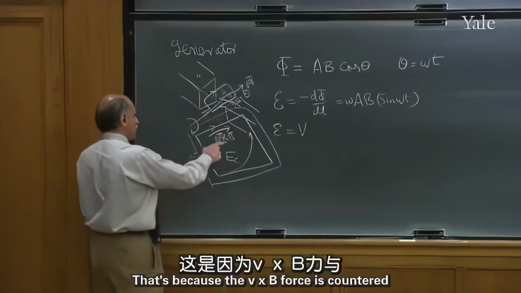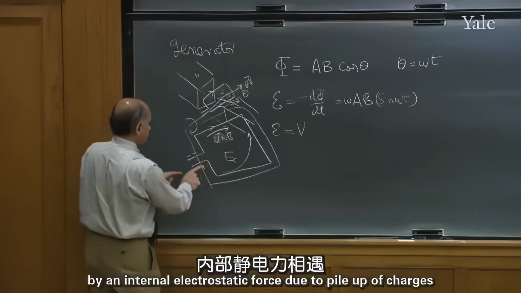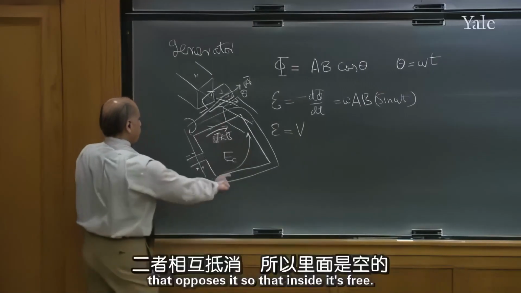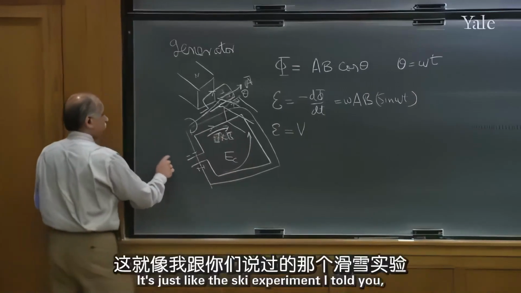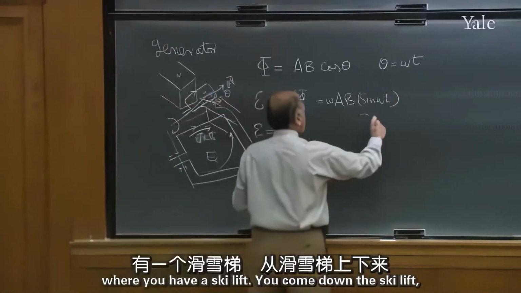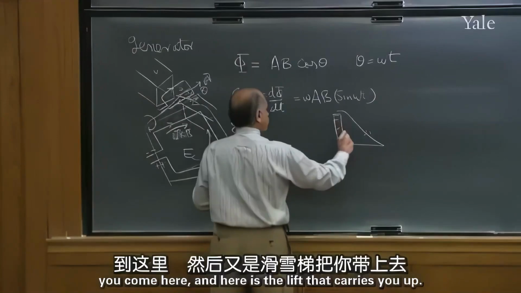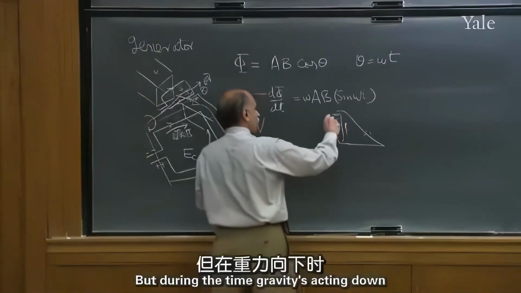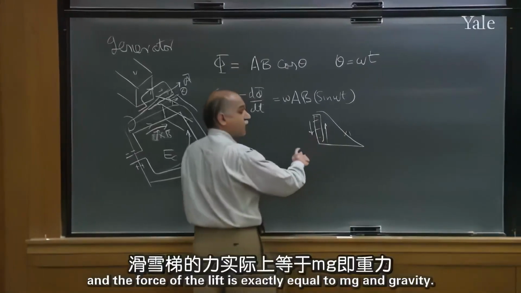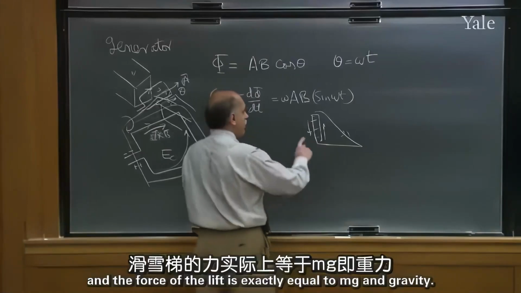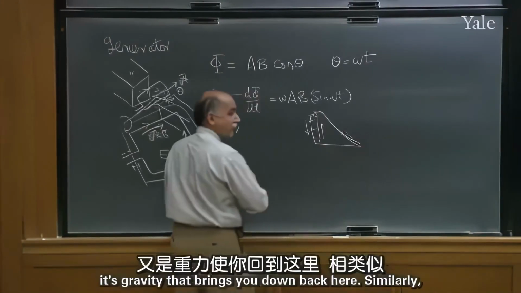That's because the V cross B force is countered by an internal electrostatic force due to pileup of charges that opposes it, so that inside it's free. It's just like the ski experiment I told you, where you have a ski lift, you come down the ski lift, you come here, and here's the lift that carries you up. But during the time gravity is acting down, and the force of the lift is exactly equal to mg in gravity. And once you're outside that lift, it's gravity that brings you down back here.